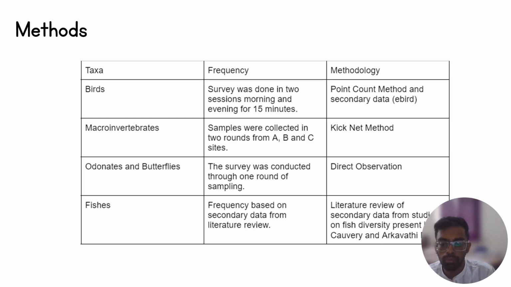So for the preliminary study, I focused on these taxa, which were birds, macroinvertebrates, odonates and butterflies, and fishes. Each of them was followed by specific methods. For birds, we used the point count method and secondary data from eBird. For macroinvertebrates, we used a kick net. For odonates and butterflies, we used direct observation. And fishes was done through a literature review of secondary data, checking studies on fish diversity present in the Kaveri and Arkavati River.